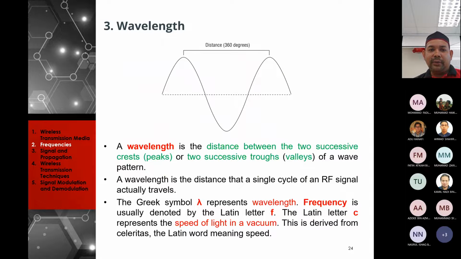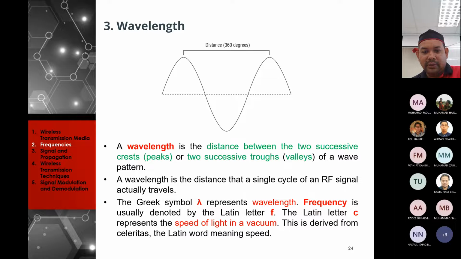Okay, the third one, for frequency, is wavelength. Yes, lambda, as before. Wavelength is the distance between two successive crest peaks or two successive trough valleys of a wave pattern. A wavelength is the distance that a single cycle of an RF signal actually travels. One cycle only. The Greek symbol, the inverted Y, or lambda, represents wavelength. For frequency the letter is F. For speed of light, it is C.